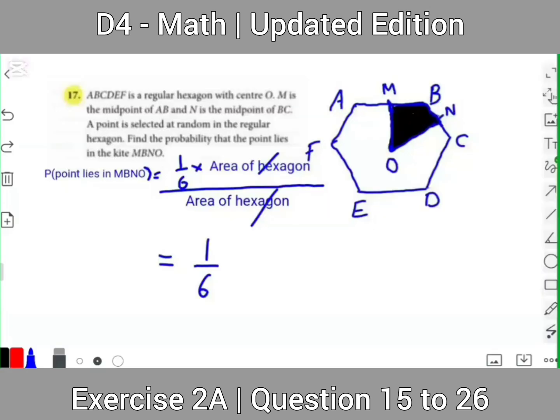Then we add up 1 over 12 into the area of hexagon plus 1 over 12 into the area of hexagon, and that adds up to 1 over 6 into the area of hexagon, divided by the area of hexagon. The area of hexagon cancels out with the area of hexagon in the denominator, and it simplifies to 1 over 6. So the probability that the point lies in kite MBNO is equal to 1 over 6.